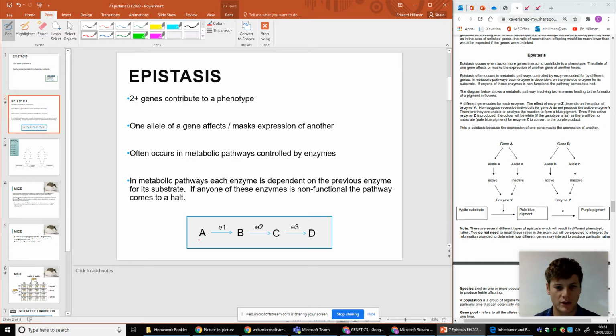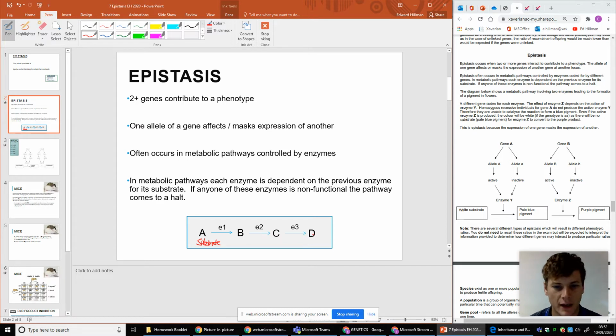Let's imagine the first reaction is this reaction from the substrate. Each of these are substrates. Substrate A being converted into the product B by enzyme number 1. Product B then becomes a substrate for enzyme number 2 and is converted into product C. C then becomes a substrate for enzyme number 3 and is converted to the final product in this pathway, D.